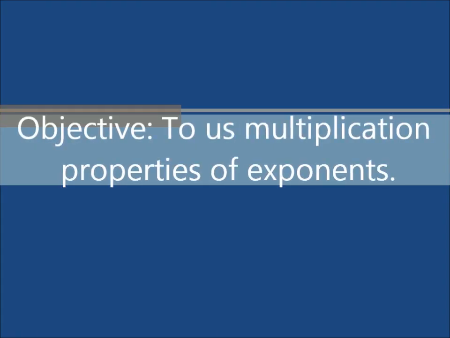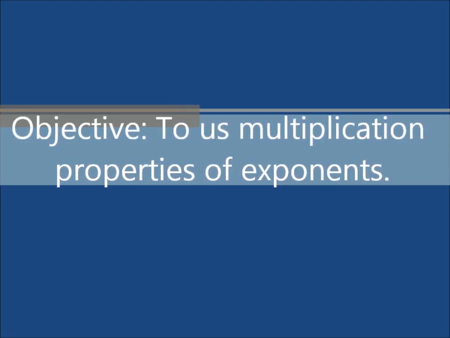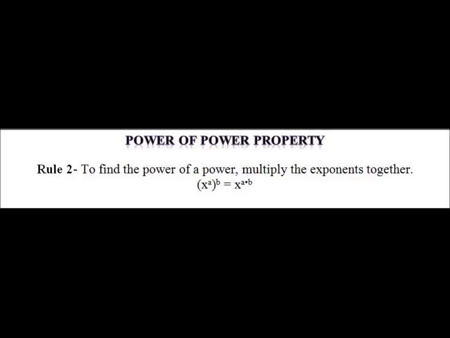Lesson 7.1, Part 2. Our objective is to use multiplication properties of exponents. Rule number 2, power of a power property. To find the power of a power, you simply multiply the exponents together.